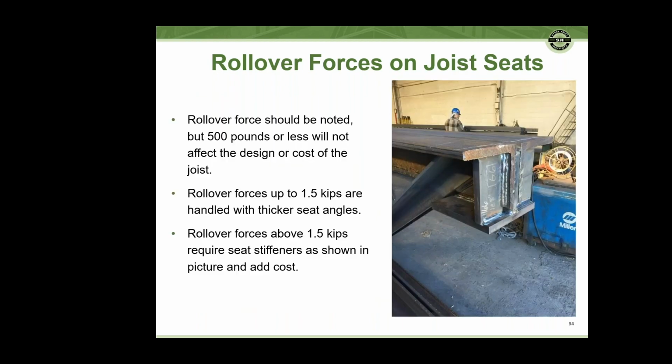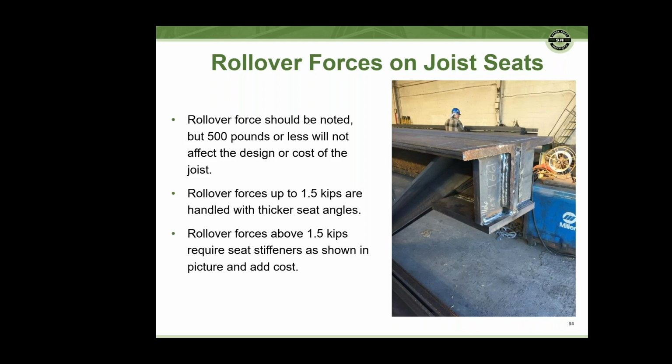And the rollover force should be noted on design documents, but as a reference, 500 pounds or less will not really affect the design or add any cost to the joist. Rollover forces up to 1.5 kips are typically handled with a thicker seat angle or a thicker seat, and that adds a little bit of cost for the weight of that material, but not so much in the way of manufacturing, just more material.